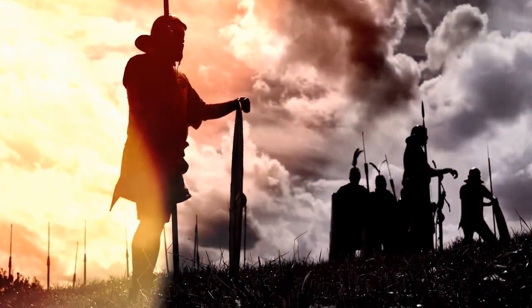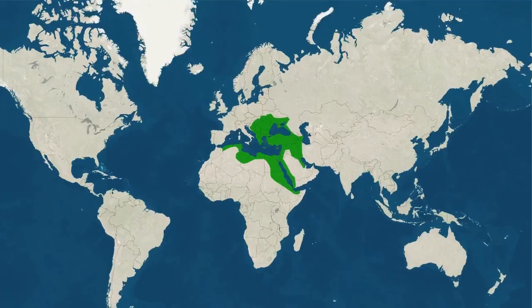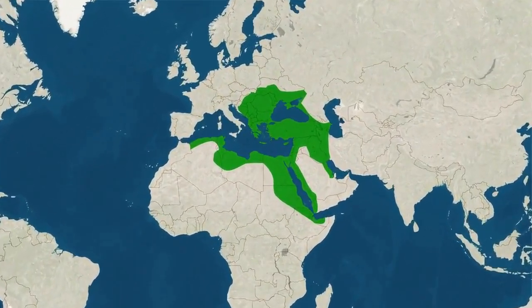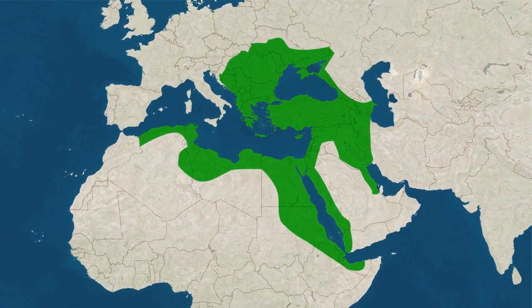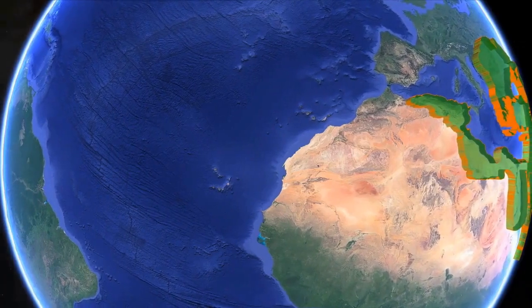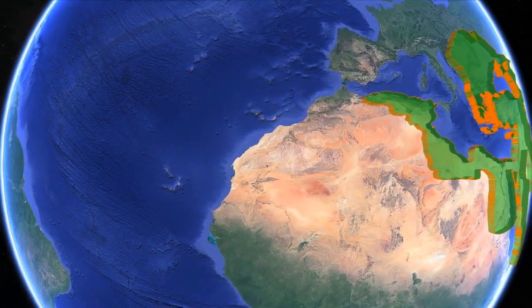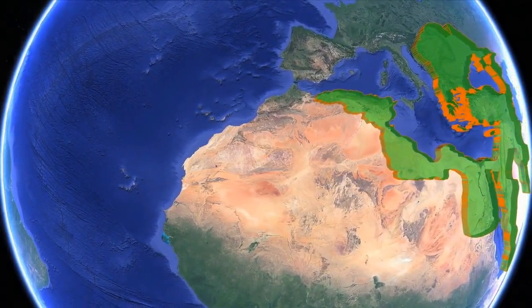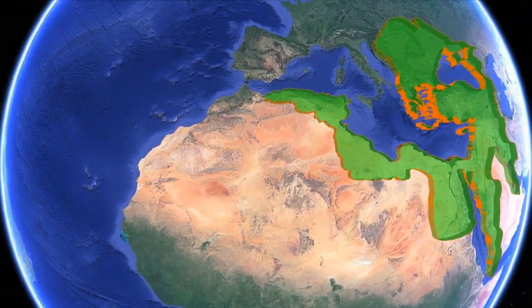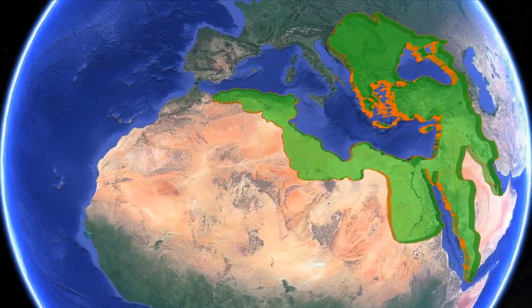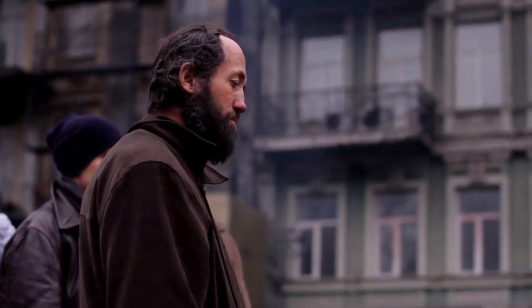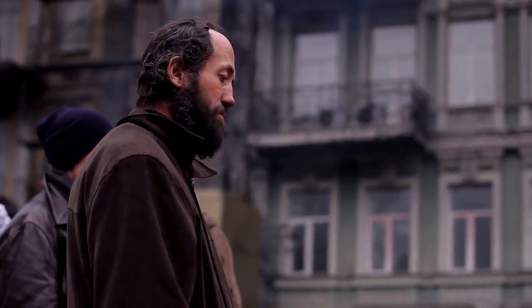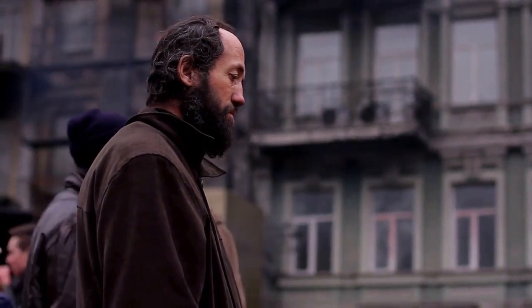One of the most significant empires in history was the Ottoman Empire, which spanned from the 14th to the early 20th century. This empire was known for its military prowess and cultural achievements, but it also experienced power struggles that threatened to tear it apart. One such struggle occurred in the mid-17th century when the Ottoman Empire faced a crisis of succession.